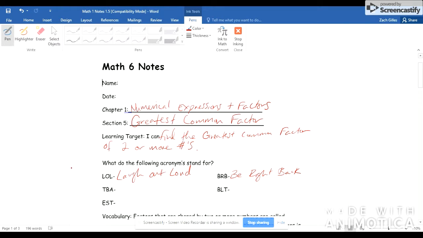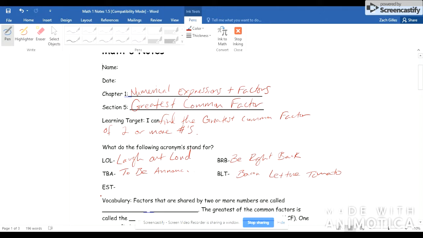Okay, moving on. TBA. More with sports, I see this too. To be announced. BLT, one of my favorites. Bacon, lettuce, tomato. Delicious. Tomatoes are getting to be perfect this time of year. Last one, EST, stands for Eastern Standard Time. Here in Wisconsin, we would be Central Standard Time.